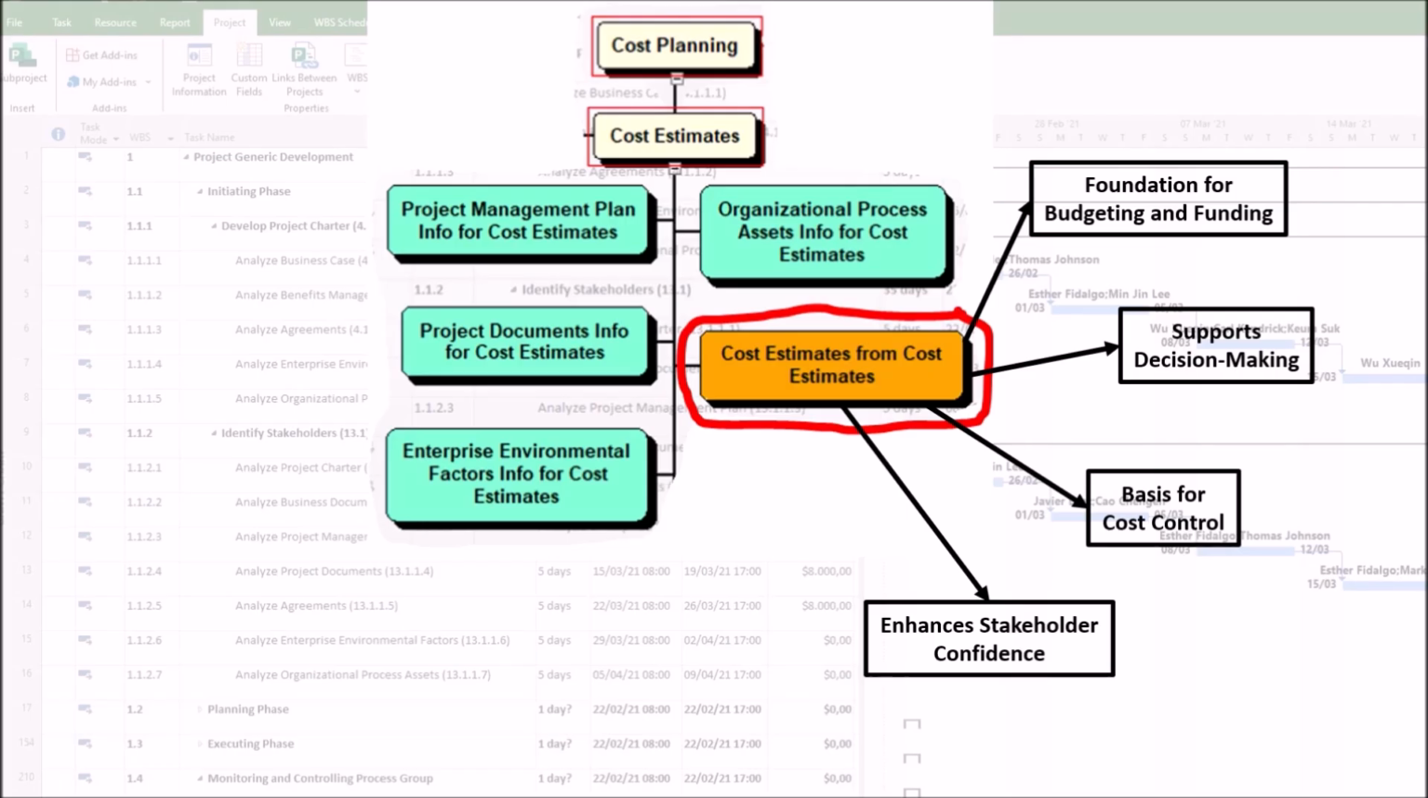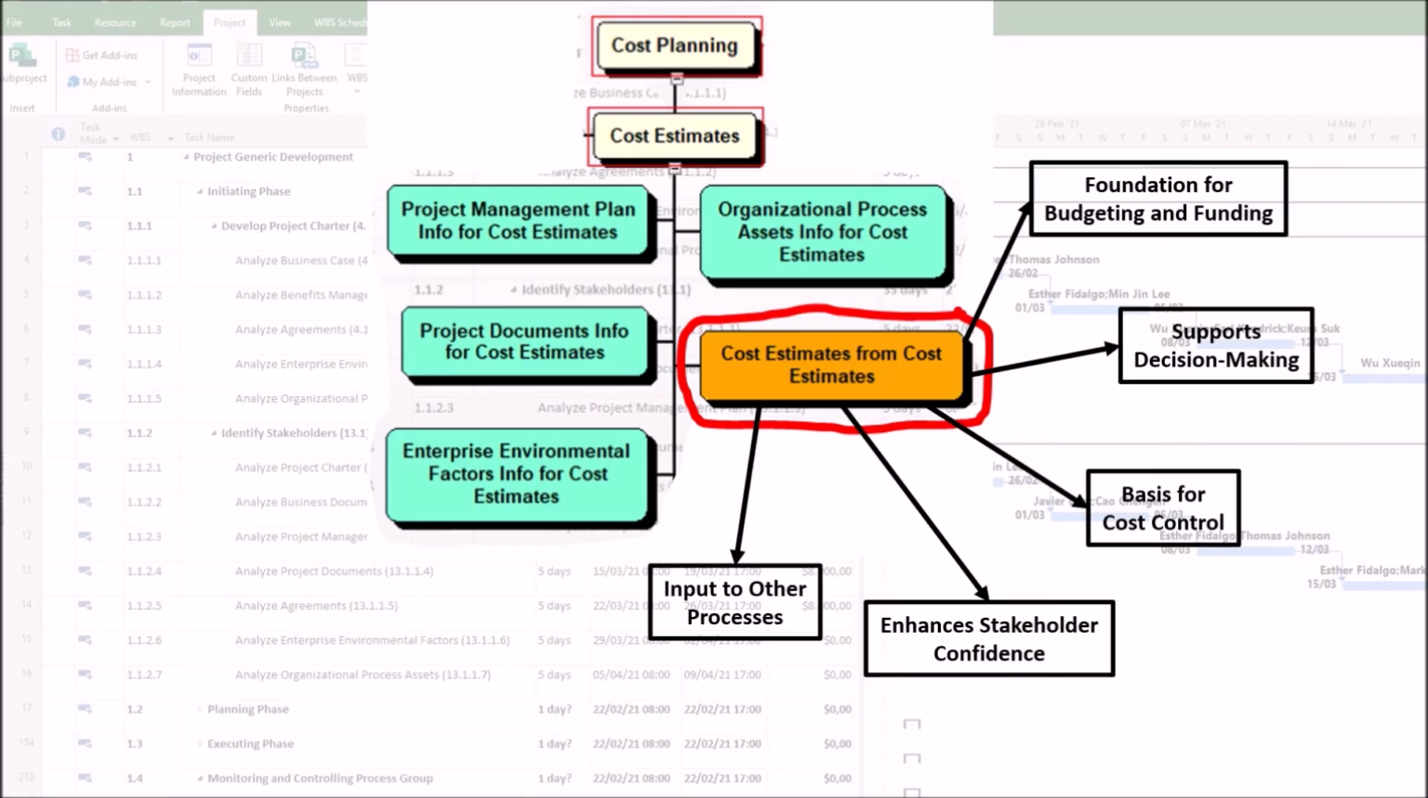4. Enhances stakeholder confidence. Accurate estimates improve credibility with clients, sponsors, and team members. Cost estimates reduce the risk of disputes due to unrealistic financial expectations.